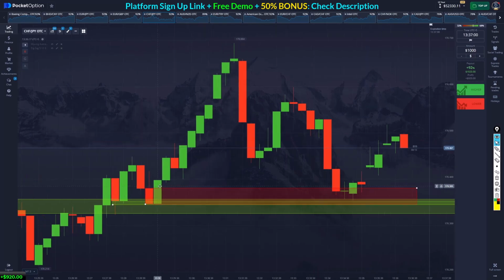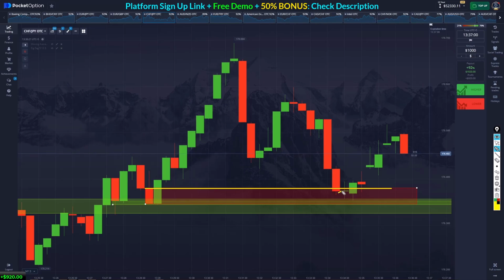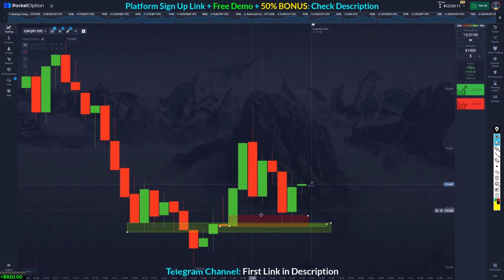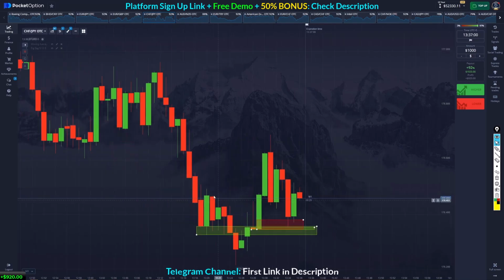Okay, I'll make it red. You see this? This is a fresh demand for us, and there's no shadow inside of it. The moment candles come inside of this zone, we enter the trade on the 1 minute chart. There we go. I entered exactly right here, and this was a winning trade, okay?